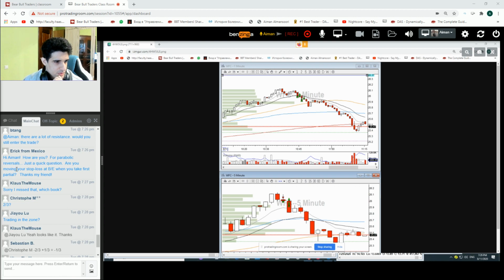Just a quick question. Are you moving your stop loss at break even when you take the first partial? Yes, I move it to break even, but it's something I'm going to work on based on what I explained right here. It's trading in the zone, Klaus.